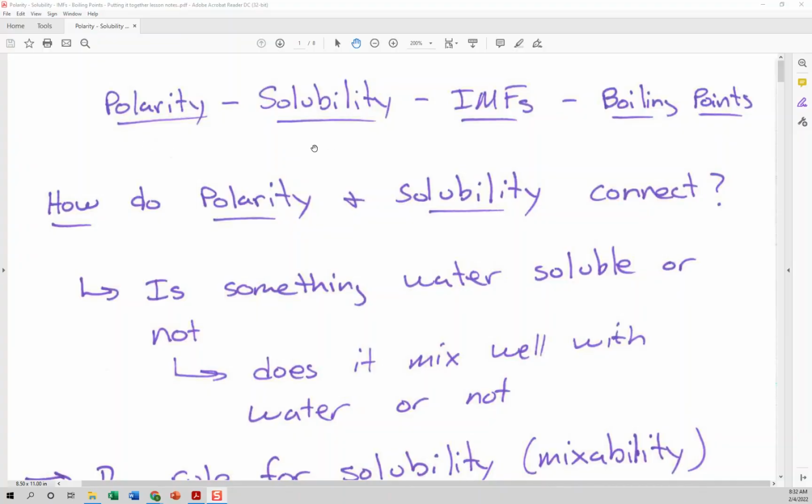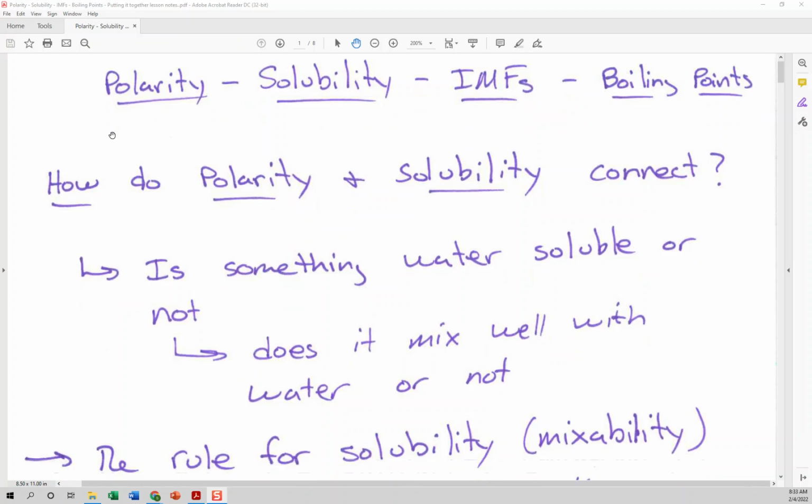All right. So again, what we're going to put all together are these concepts. Boiling points of different compounds, why different compounds have different boiling points, intermolecular forces, solubility, and polarity. All right. So let's go into it.